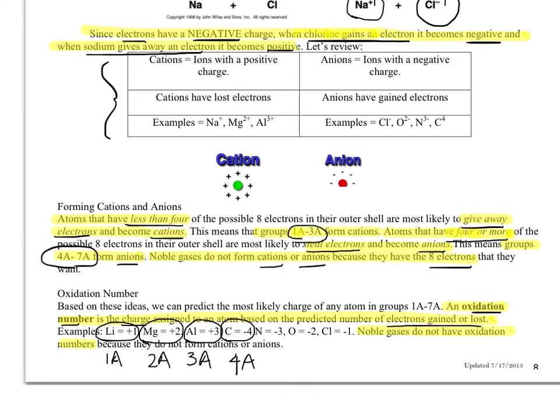Group 5A, they've got 5 electrons, so they're going to try to steal 3 more. Group 6A, they've got 6 electrons, they're going to try to steal 2 more. In group 7A, they've got 7 electrons, they're so close, they're going to try to steal 1 more. So, we will get this all written onto our periodic table and work with these ideas the next time you are in class.